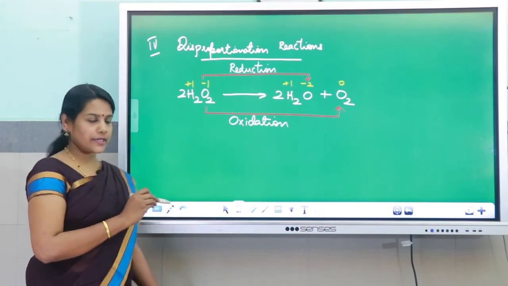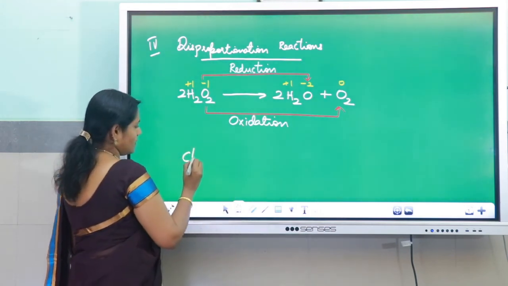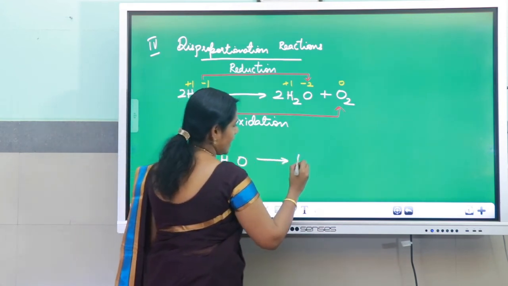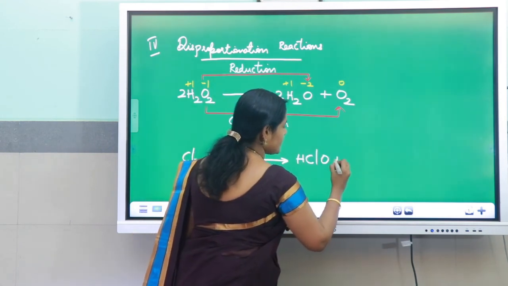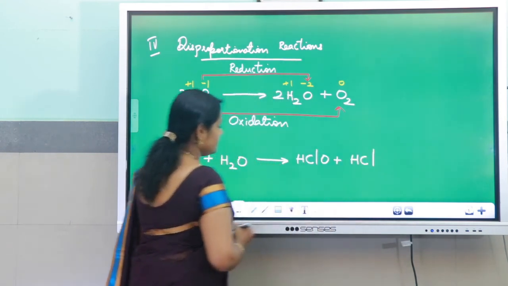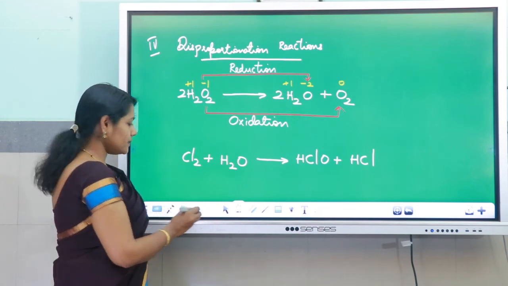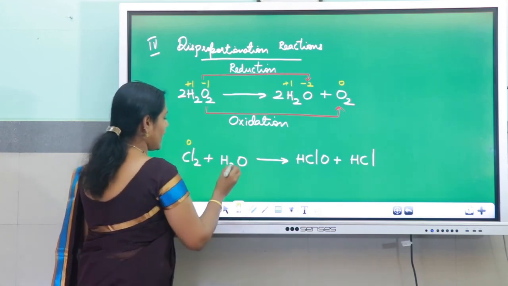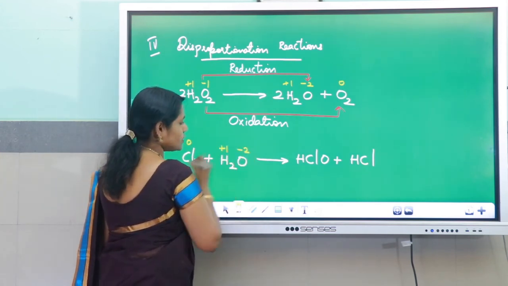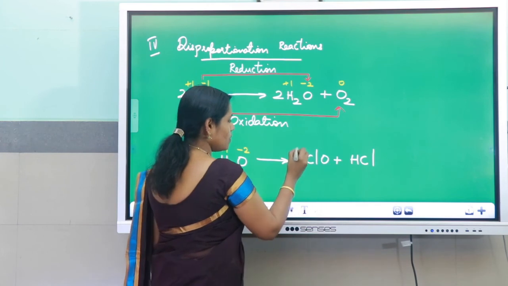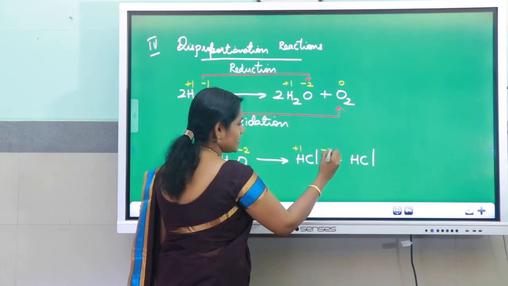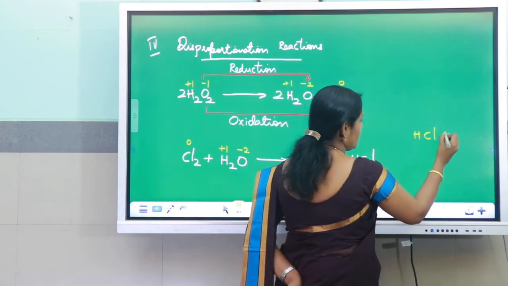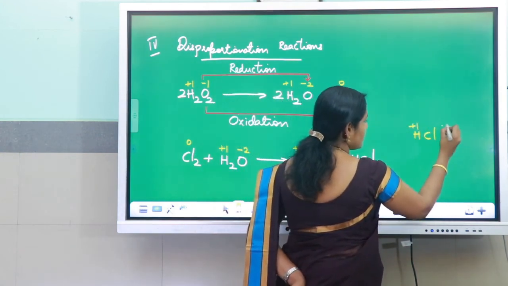Let us see one more example. Cl2 plus H2O gives HClO plus HCl. Let us calculate the oxidation number. Cl2 is 0. Then hydrogen is plus 1, oxygen is minus 2. Then HClO, hydrogen is plus 1, oxygen is minus 2. Let us calculate for Cl, that is in HClO, hydrogen is given plus 1, oxygen is minus 2.